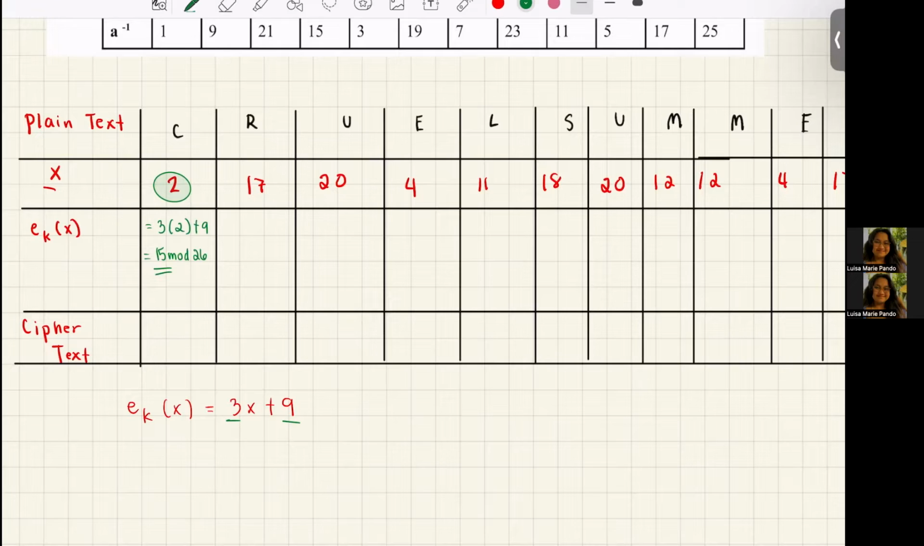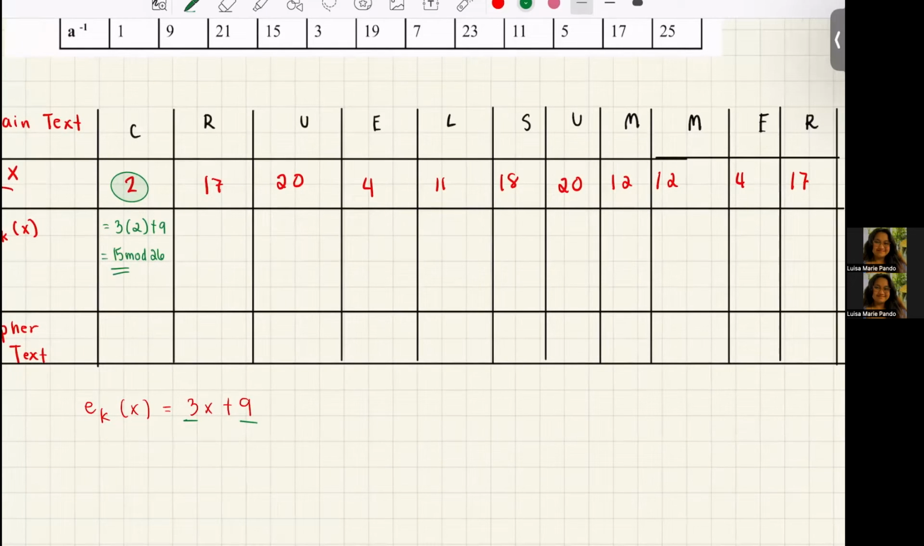So, let us solve for it again. So, this is now 3 times 17 plus 9. This is 60 modulo 26, di ba? And 60, that is already exceeding our basic alphabet, di ba? Kasi nga, we're going to use up to 26 lang. So, paano ba gagawin yan? Okay, so paano ba natin mapapaliit si 60? Siyempre, gagawin natin yung modulo 26.